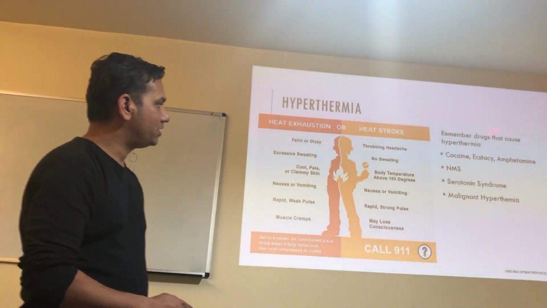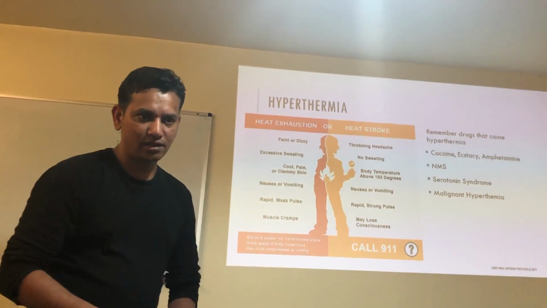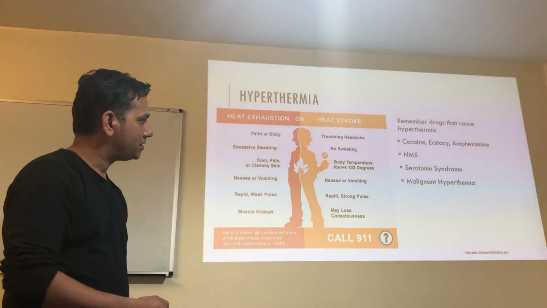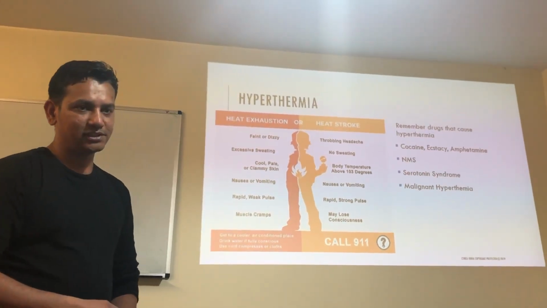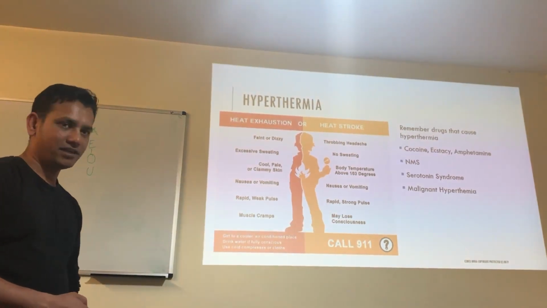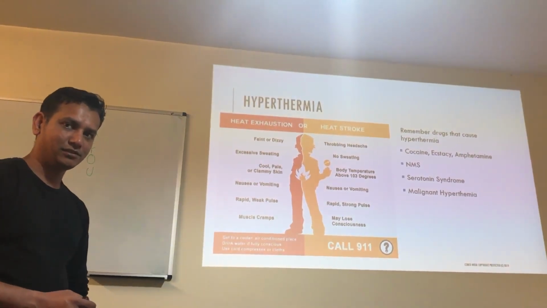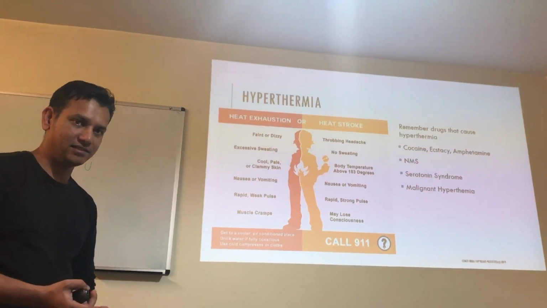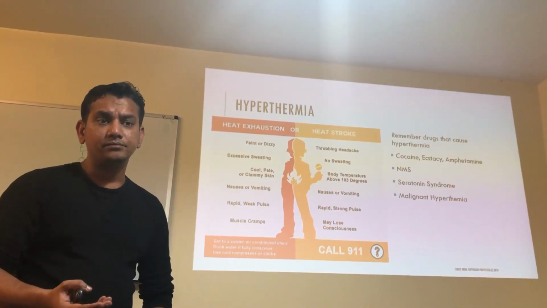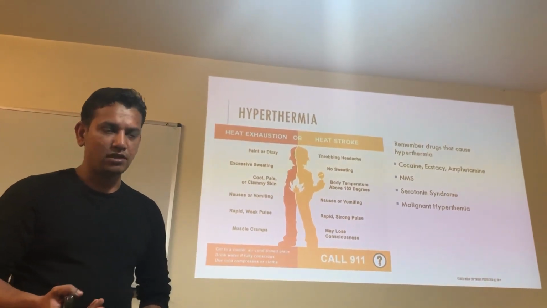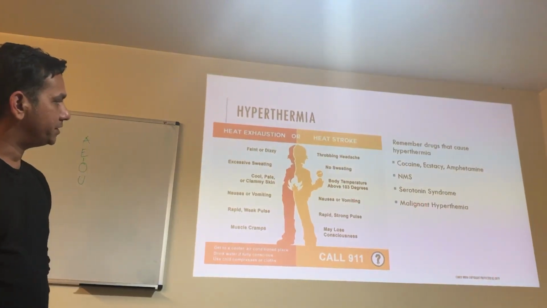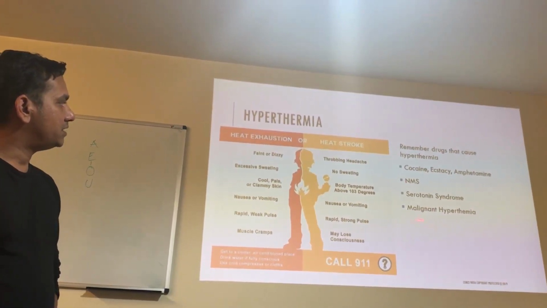Neuroleptic malignant syndrome: these are your antipsychotics, so antidopaminergics. Serotonin syndrome: these are your SSRIs. And malignant hyperthermia: this is your inhaled anesthetic agent and succinylcholine. These two cause malignant hyperthermia. How do you differentiate between these three?